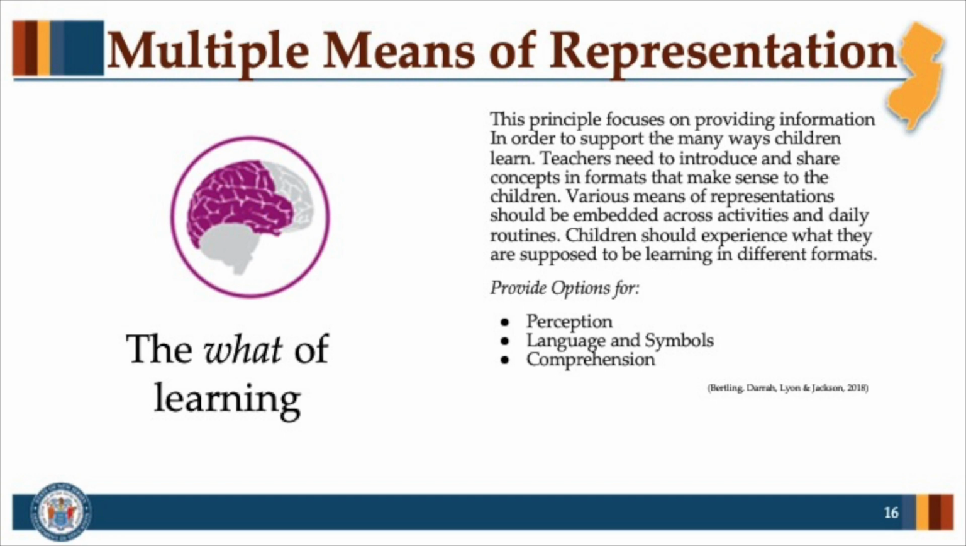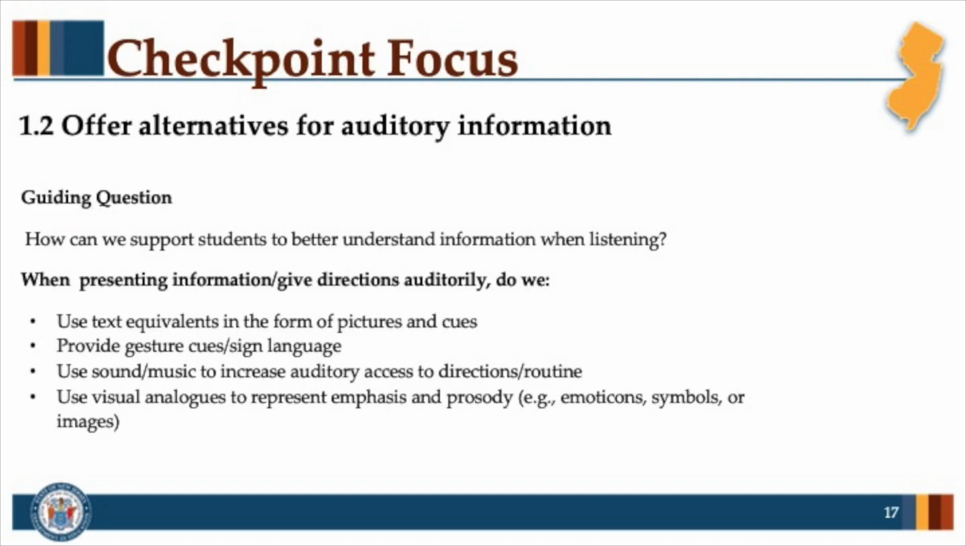For this, we want to ensure that we're providing options for perception, language and symbols, and comprehension. Let's dive into some of the checkpoints. For checkpoint 1.2, we want to ensure that we're offering alternatives for auditory information.